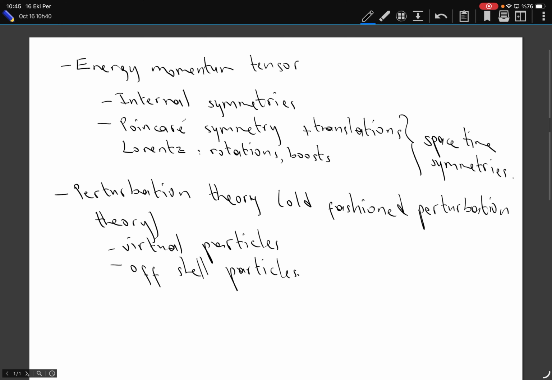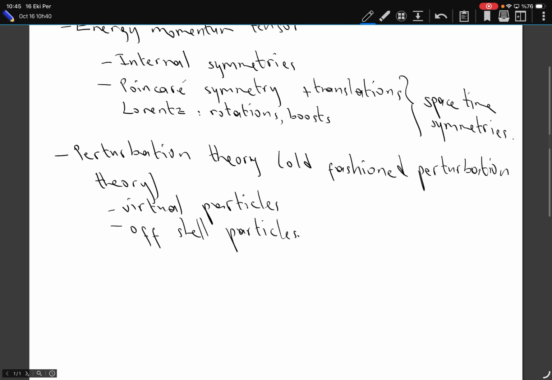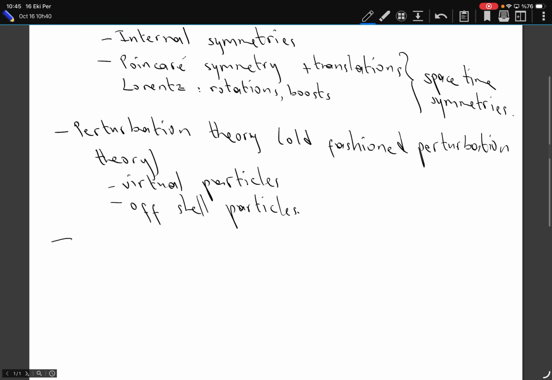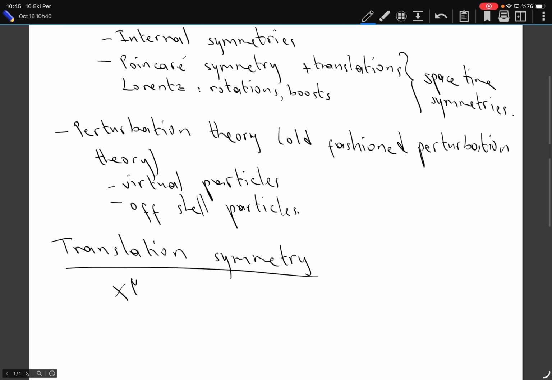Now, first, let's start with the energy momentum tensor. Let's start with translation symmetry. Basically, things shouldn't change if you just translate your reference coordinate axis. But that means that, let's say that in one coordinate axis, your coordinates are x^mu, in some other coordinate axis, your coordinates will be x^mu plus a^mu.